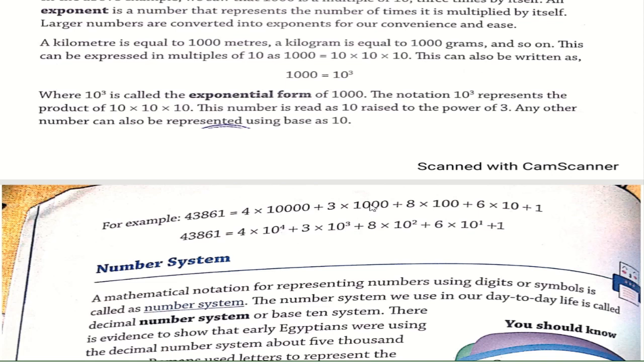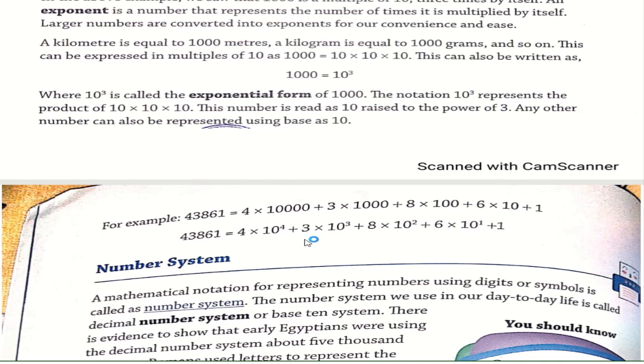Next 10 raised to 3 because it has 3 zeros, so 10 raised to 3. 1,000 can be written as 10 raised to 3. This is a shortcut method for writing the exponent. You just count the zeros from the last, how many zeros are there, and you put that number over there. Like 8 into 100, how many zeros are there? 2 zeros, so 10 raised to 2. No need to remember it. Next 6 into 10 raised to 1, since only 1 zero is available, only 1 you have to write. So according to that you are writing the exponential form.